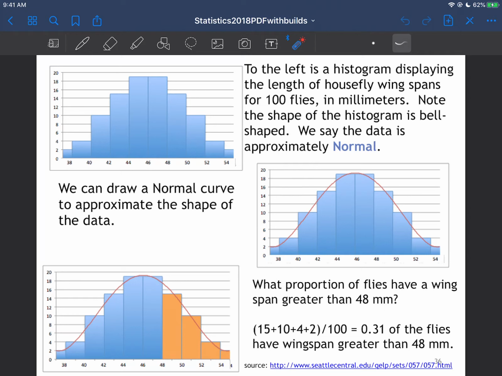So we might ask something like this: what proportion of flies have a wingspan greater than 48 millimeters? Well, if you look at the histogram, we're going to count the heights of the bars that represent data greater than 48. So that's these orange bars here, and if I count those heights, I'm at approximately 15, 10, 4, and 2. So I'm going to add those together and then divide by the total number of observations. There were 100 total flies to get 0.31 of the flies have a wingspan greater than 48 millimeters.